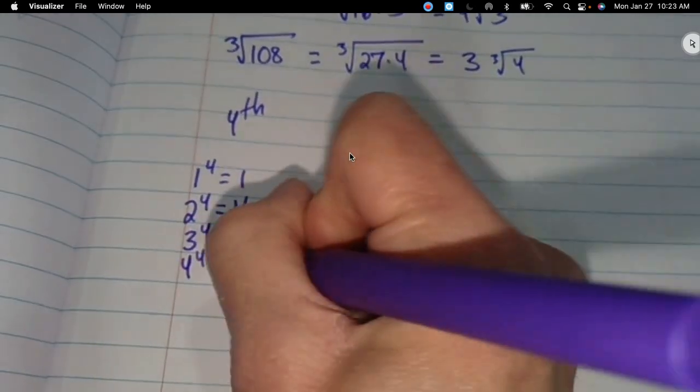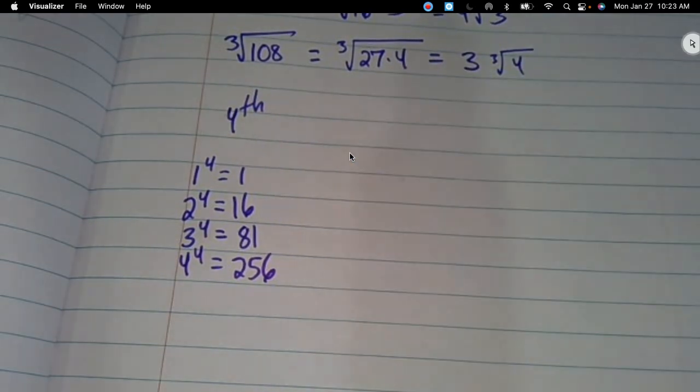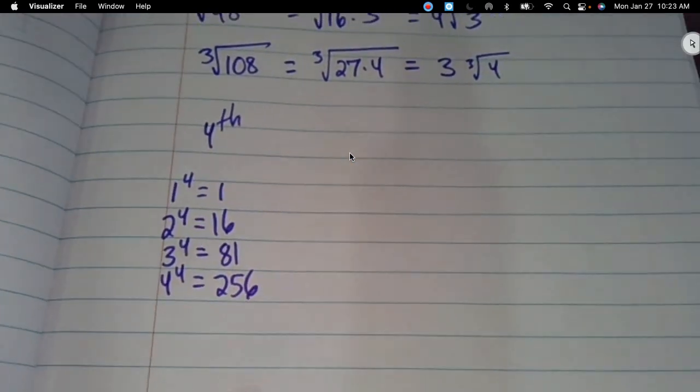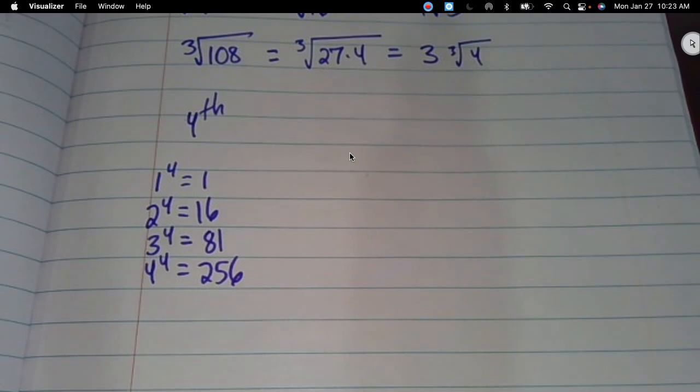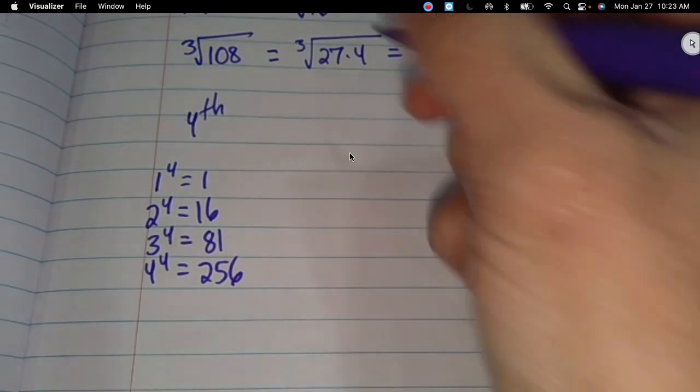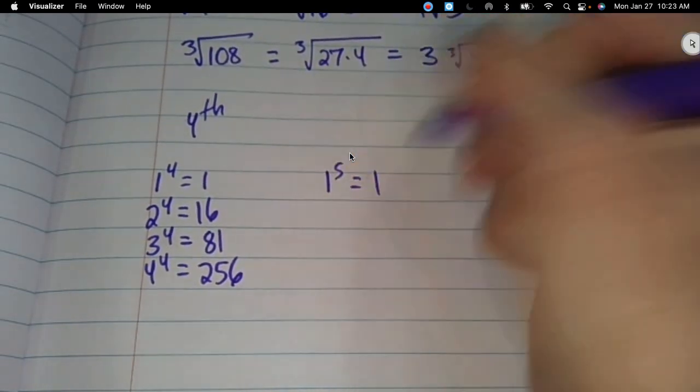Okay, that's probably plenty to write down there. See, I don't have to write many of those down. It's not going to go up above a 5th root. Watch how many I need to write down for a 5th root. I don't even need that one, really.